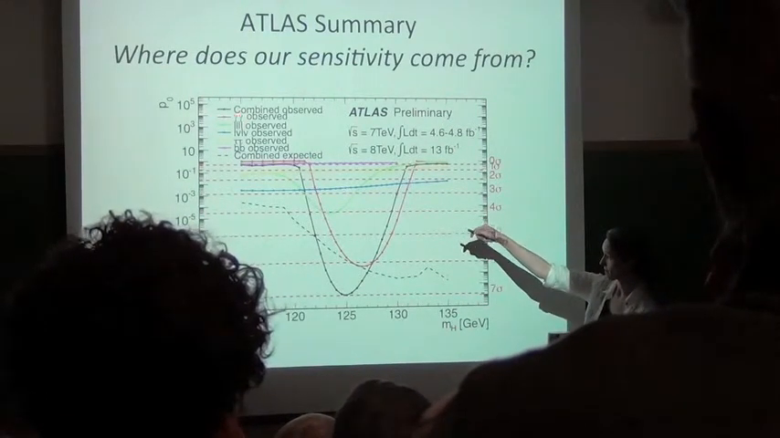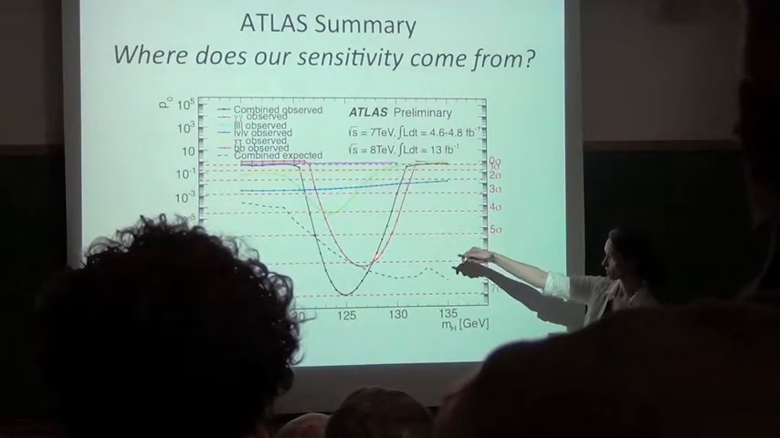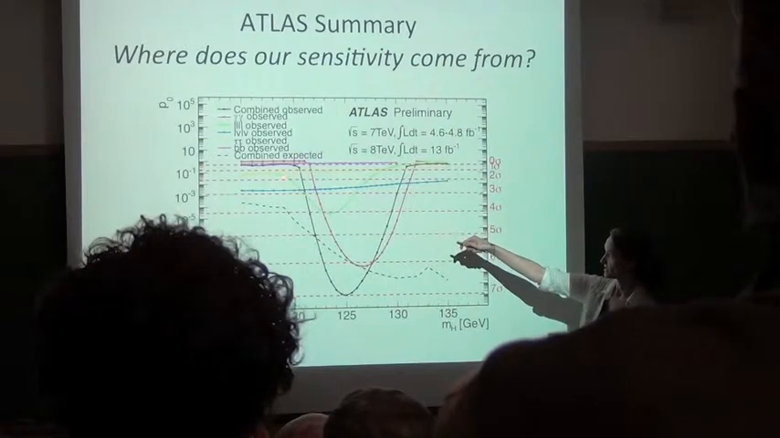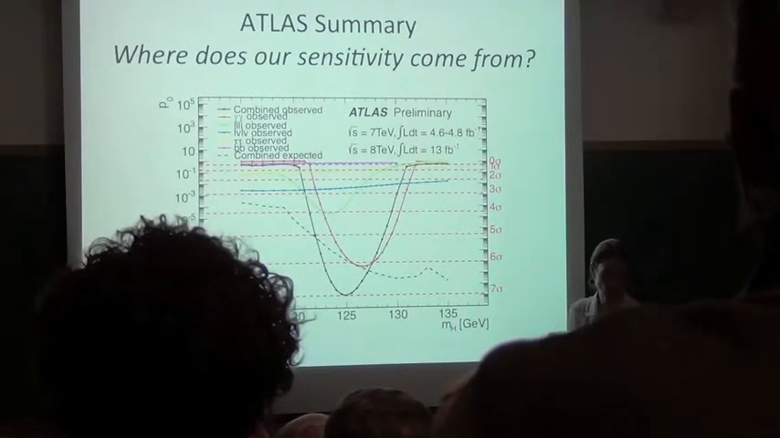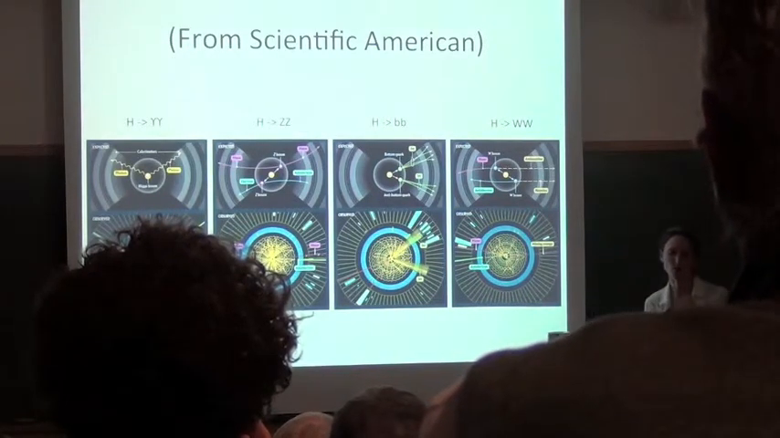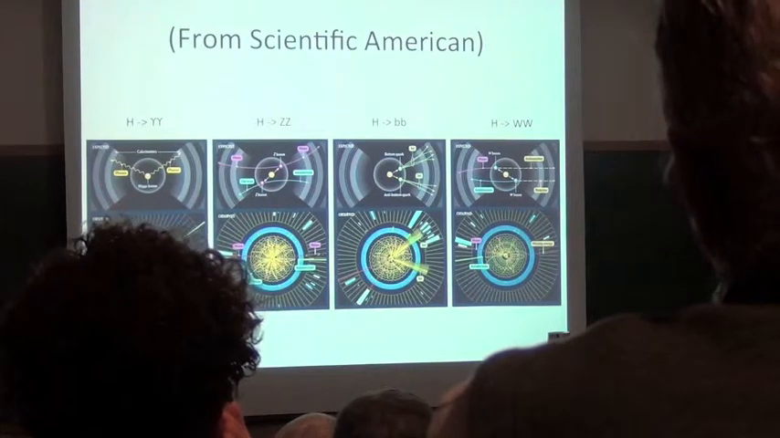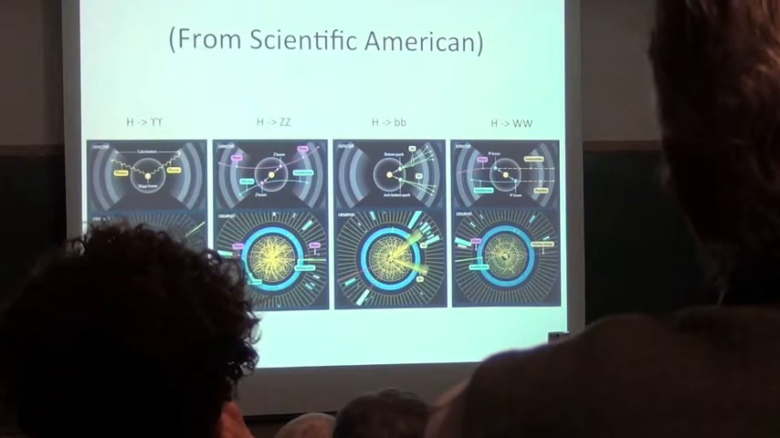And the gamma gamma line, this is the total combined in black. Gamma gamma gets you almost all the way there. There's also Higgs to ZZ that comes in. I'll show you this in a couple of different ways. If you want to read more or see more about the analyses, there's a nice Scientific American series of graphics. I said that very carefully.